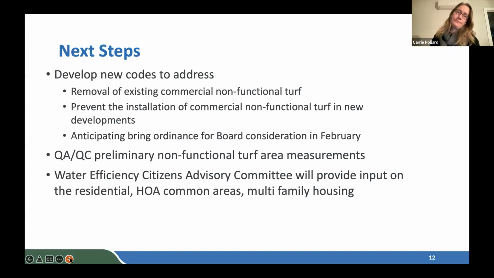So looking at next steps, staff is proposing to develop new codes to address both the removal of existing commercial non-functional turf, but also code to prevent the installation of commercial non-functional turf in new developments. We would anticipate bringing an ordinance for the board's consideration in February. We will continue to work on the QA/QC of the turf area measurements that have been provided by our consultant. And then finally, I do want to recognize that the Water Efficiency Citizens Advisory Committee will provide input on the residential HOA common areas and multifamily housing aspect of non-functional turf. The intent here would not be to address those within this process. We're really focusing on commercial or non-residential locations.